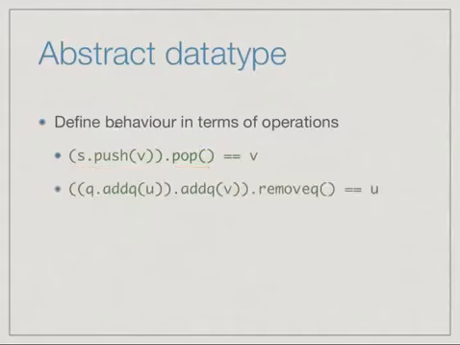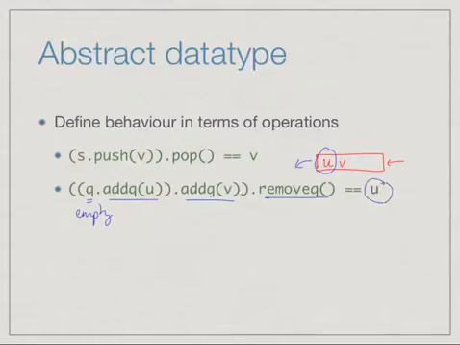In the same way, if we have an empty queue and we add to it two elements u and v, and then we remove the head of the queue, then we expect that we started with an empty queue and then we put in from this end a u and then we put in a v. Then the element that comes out should be the first element, namely u. In other words, assuming that this is empty, then if we add u and add v and then remove the head, we should get back the first element that we put in, namely u.